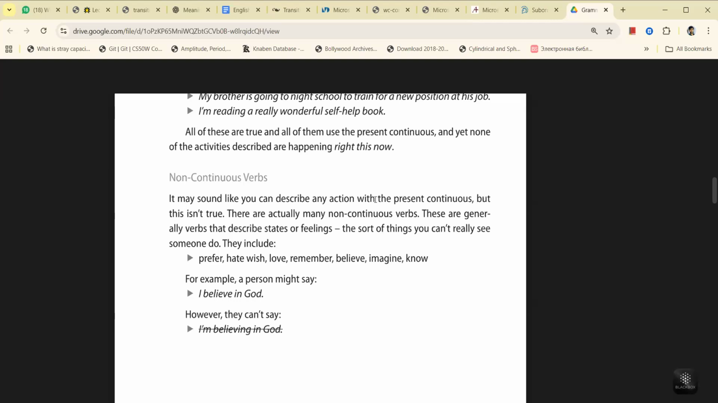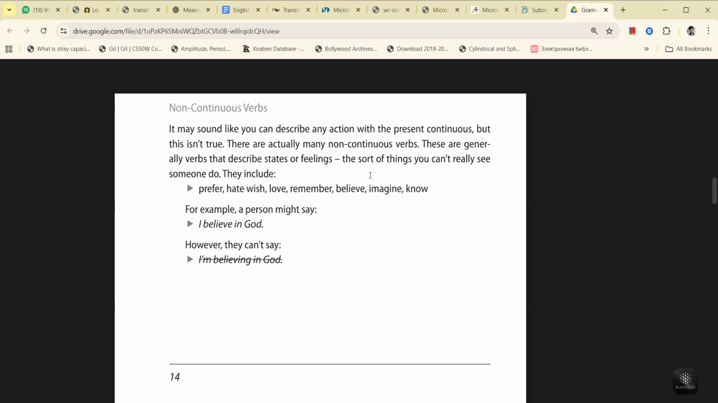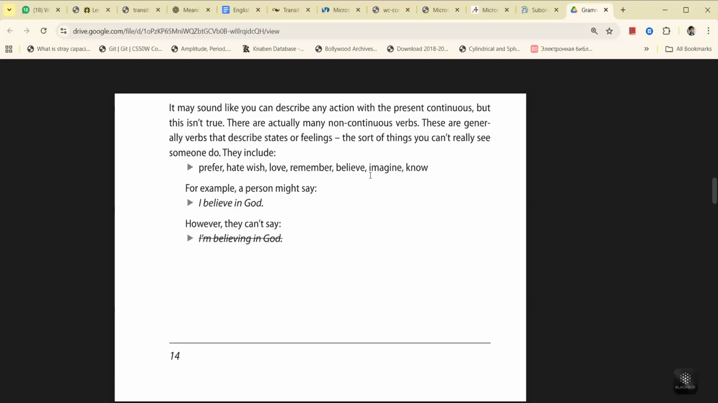Non-continuous verbs. It may sound like you can describe any action with the present continuous, but this is not true. There are actually many non-continuous verbs. These are generally verbs that are abstract, that describe a state or feelings, the sort of things you can't really see someone do. They include prefer, hate, wish, love, remember, believe, imagine, know.